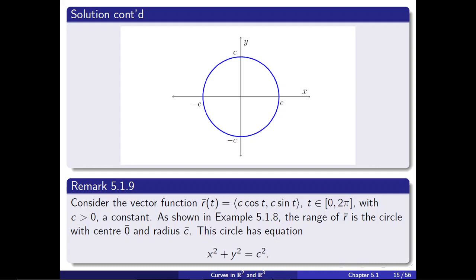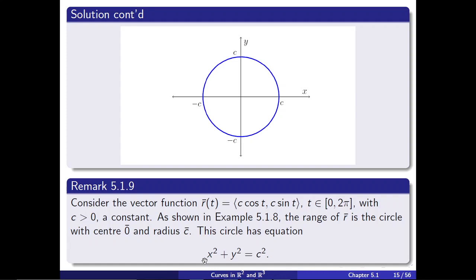Continue with chapter 5, which is a chapter on curves in R2 and R3. And in the previous video, we talked about what a circle looks like. So we're going to continue with that and then look at an ellipse in this video.